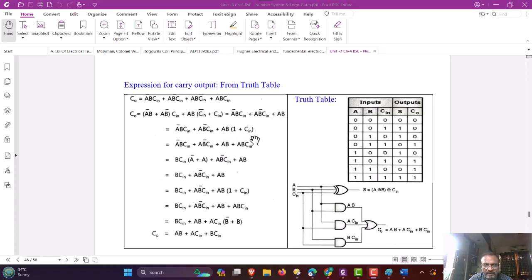Now we will multiply the last term AB by 1 plus C in. Any term multiplied with any variable or 1 is 1, and therefore 1 plus C in is basically 1. Now distribute this AB on this bracket. So you are getting AB and ABC in.